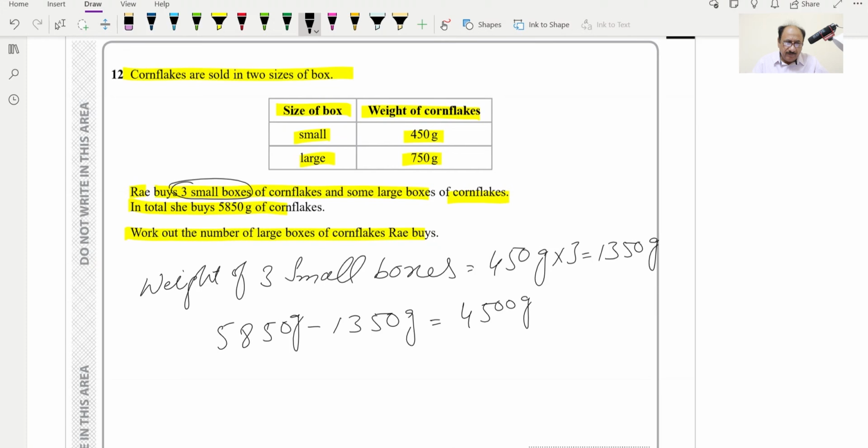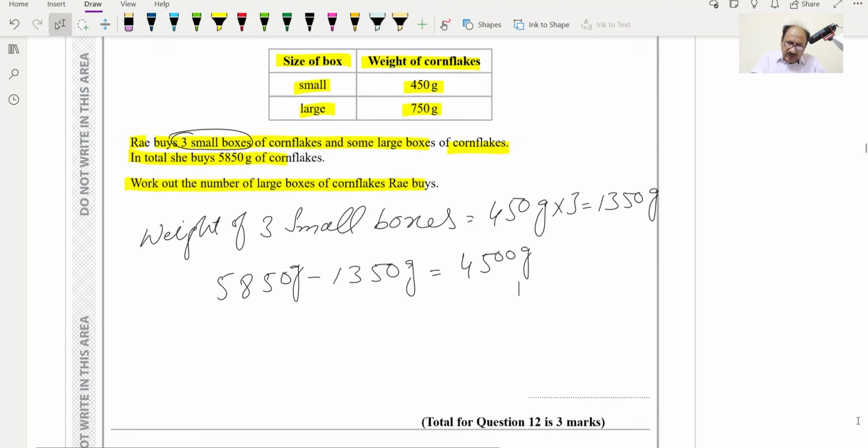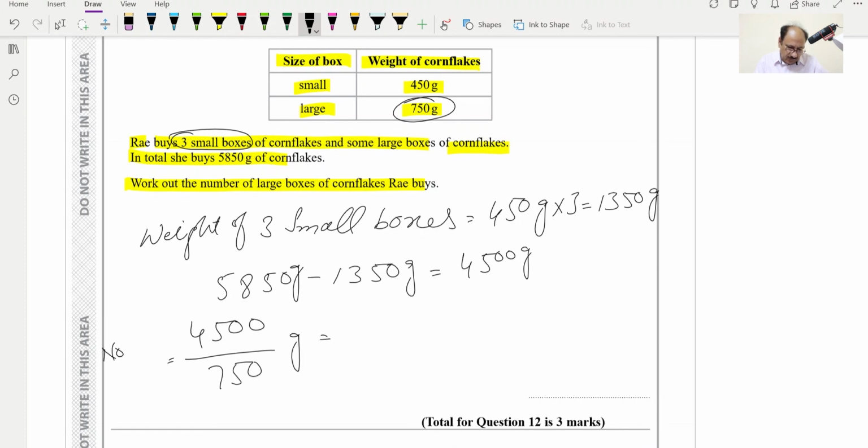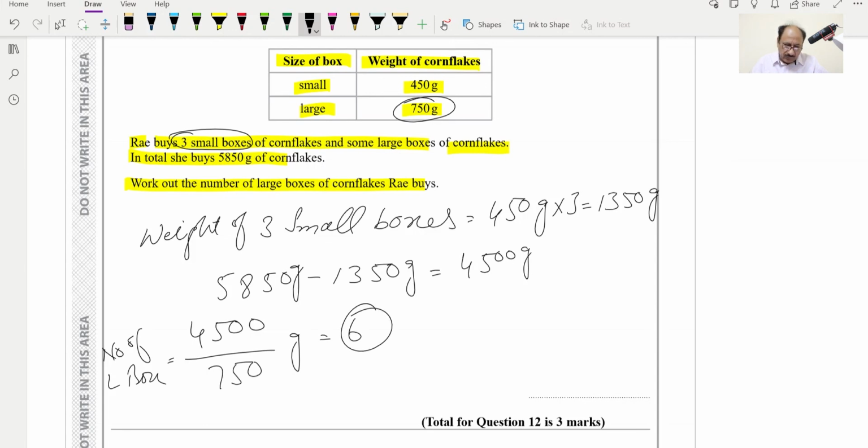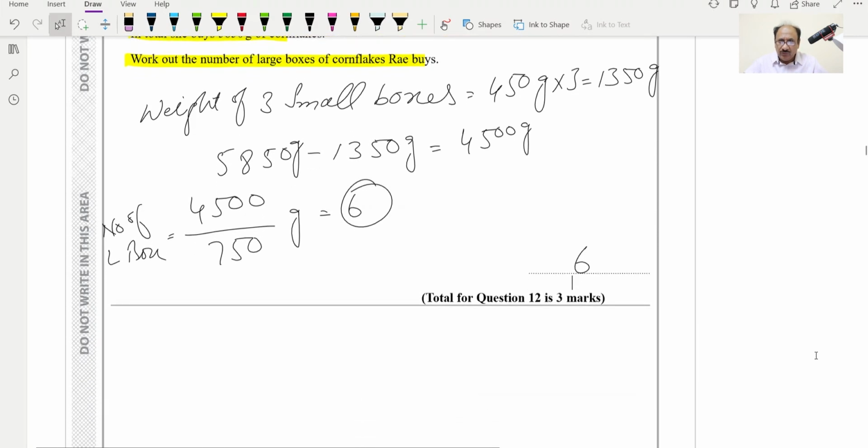is equal to 4500 grams, and each large box is 750. So 4,500 divided by 750 grams, and this will give the large boxes. The number of large boxes will be equal to 4,500 divided by 750, which is equal to 6. So she bought 6 boxes, so our answer will be 6. Hopefully you understood this.